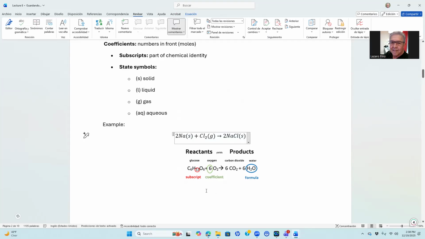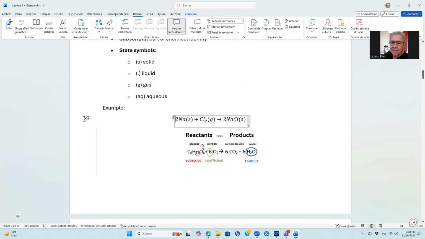Here you have another example. Glucose plus oxygen produces carbon dioxide plus water. This is a combustion reaction and is the one that we use in our body to produce ATP energy from glucose.